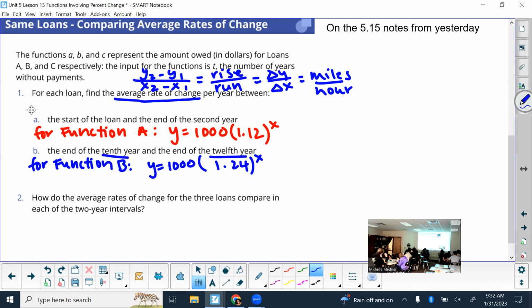So for function A, if it wants it from the start of the loan to the end of the second year, would time be my X or my Y? It's your X, so you'll be changing the X each time. When it's at the start of the loan, what is X?